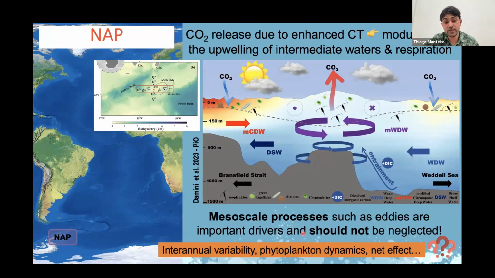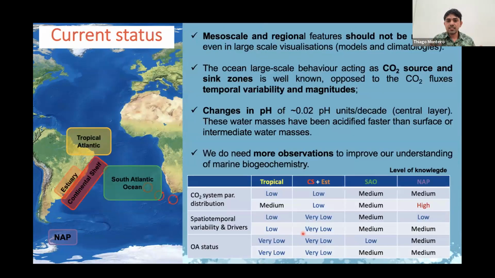We don't know the interannual variability and the phytoplankton dynamics, and we don't know very well the net effect of these mesoscale features in the CO2 fluxes and dynamics. So just to summarize, the take-home message here is that the mesoscale and regional features should not be neglected in the studies, even in large-scale visualizations such as models and climatology.